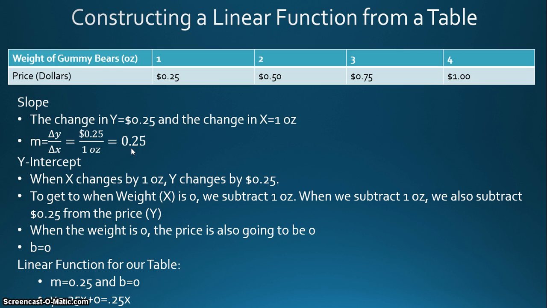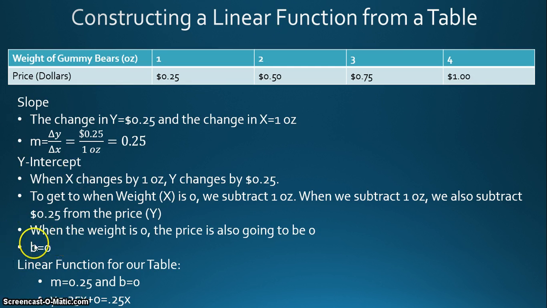Our y-intercept: when x changes by 1 ounce, y changes by 25 cents. So to get when the weight is 0, so when we get x is 0, we subtract 1 ounce. And when we subtract 1 ounce, we also subtract 25 cents from the price. Why? Because x is changing by 1, y is always going to change by 25. So when the weight is 0, the price is also going to be 0, so our y-intercept is 0.